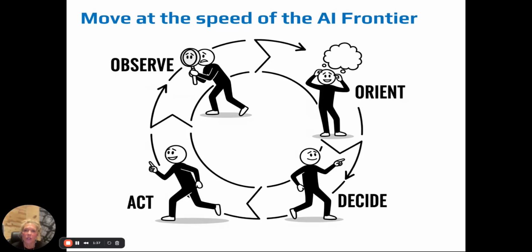Compass uses the OODA loop so that you can move at the speed of the AI frontier. So that's observe, what problem, what things do I need to be concerned about? What are we doing? Orient, so what do I know? What don't I know that I should know? How do I make a decision? And then what decision do I make? So again, the OODA loop, observe, orient, decide, and act. And it's meant to be iterative. It's meant so that you can get to a decision quickly, act on that decision, and then go back and follow the loop again so that I observe, orient, make another decision, and act.